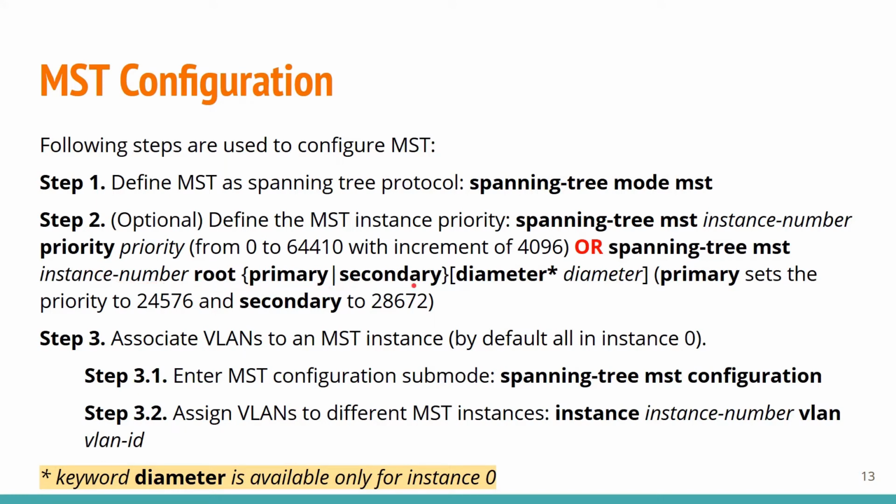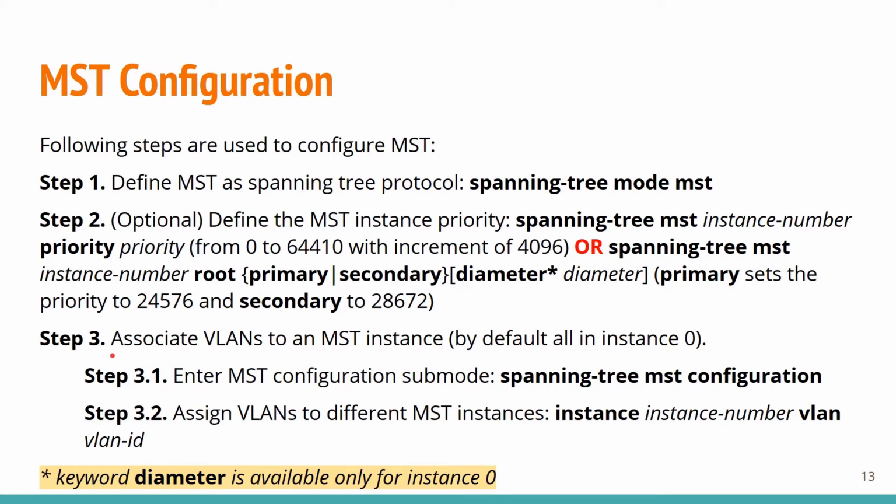primary or secondary, where you can specify which switch for which instance is the primary root bridge and which one is the secondary root bridge. You also have the keyword diameter, which is used only with instance 0. The keyword primary sets the priority to 24576, and the keyword secondary sets the priority to 28672.